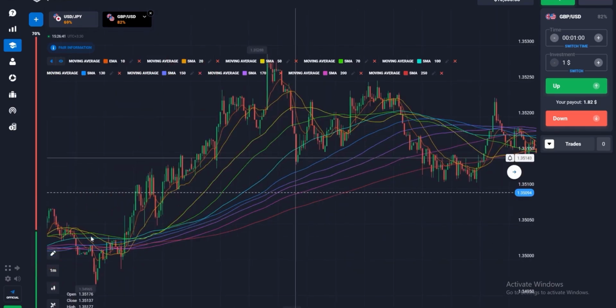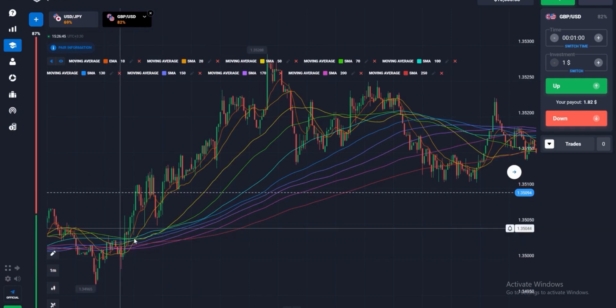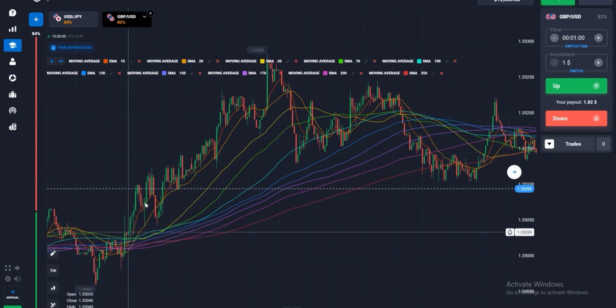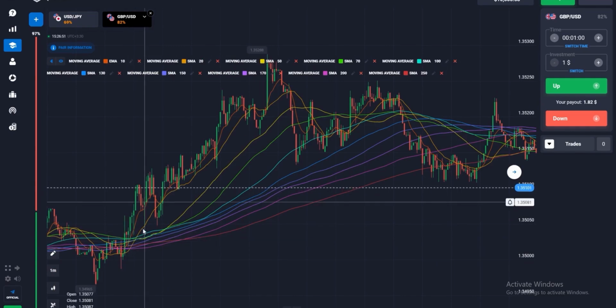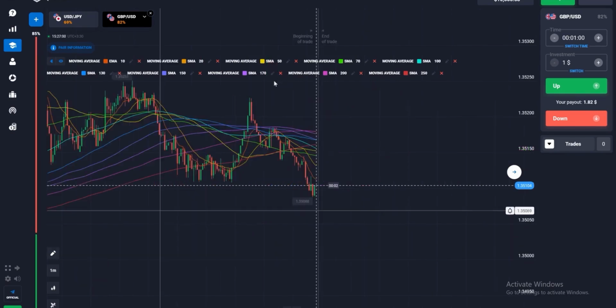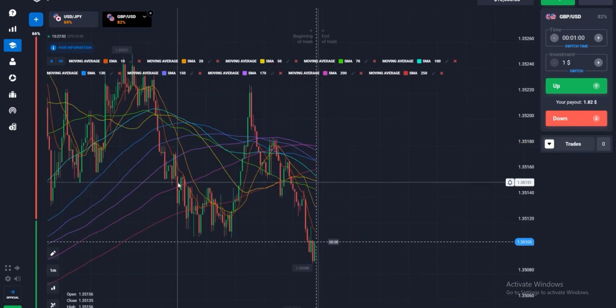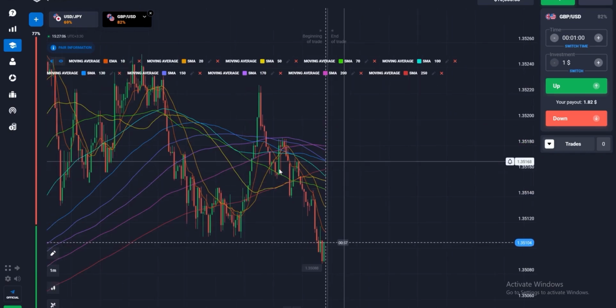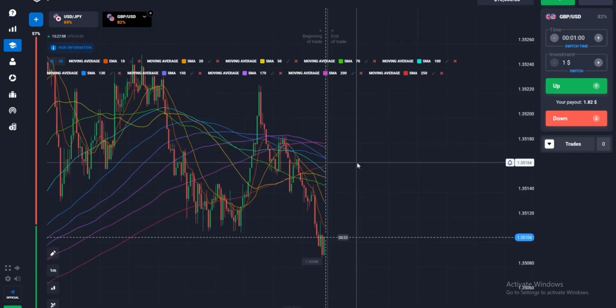This means that after it breaks out of this compressed state, we have to wait and see in which direction the trend is moving. Once it breaks out of this state, you'll notice, for example, that as the candles move past this point, the lines start to spread out, indicating that a strong upward trend has formed and the market has moved up significantly.